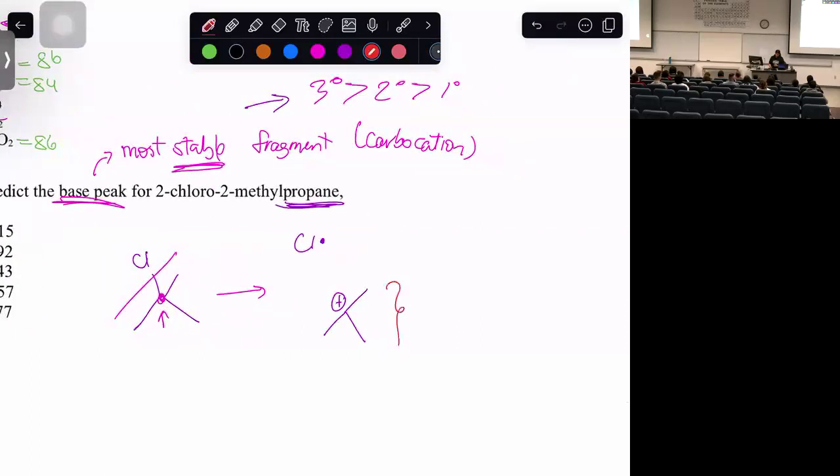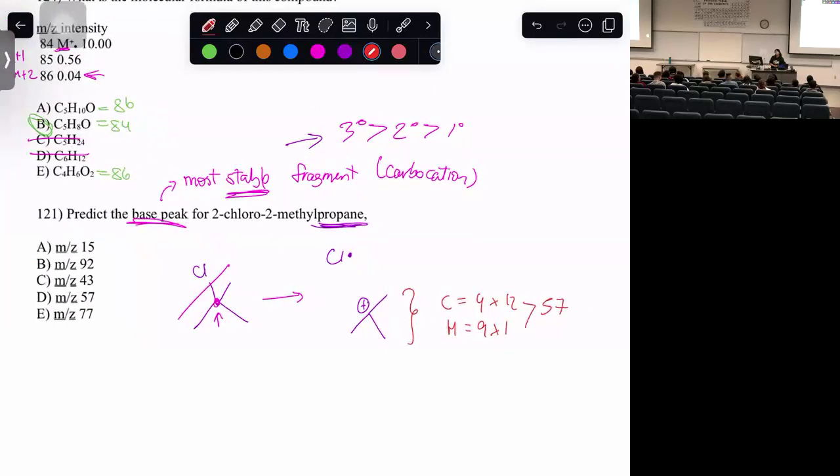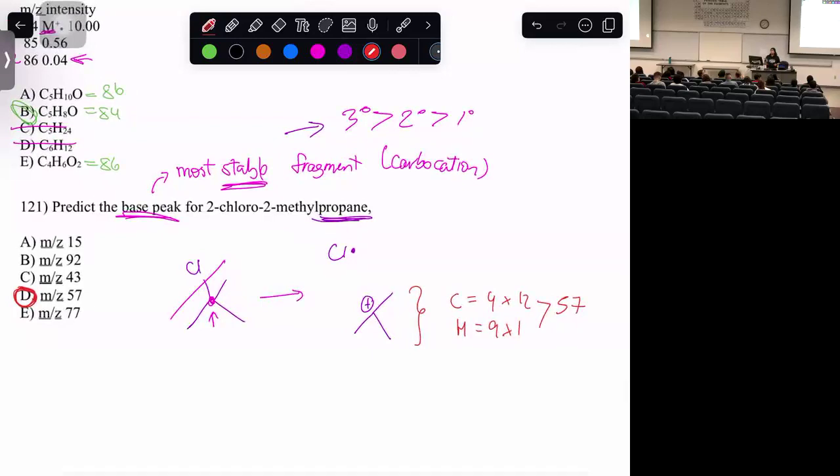So what's the weight overall of this guy? It's about 57. We have 4 carbons, we have 9 hydrogens. We just multiply by their weights and it should give you 57. So what was the answer? It was D. Okay. Carbon weighs about 12, hydrogen about 1. And then I just gave you the data of chlorine just to distract you.